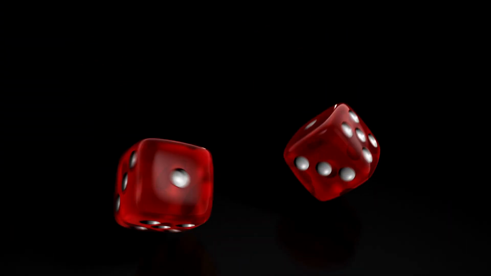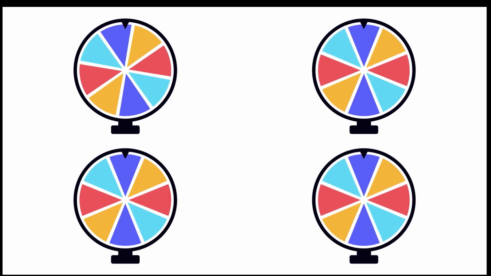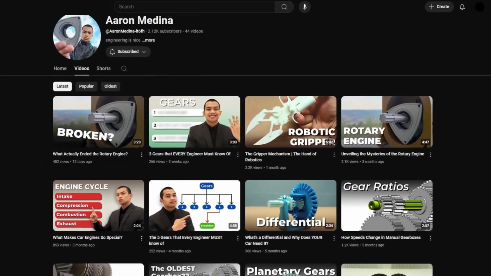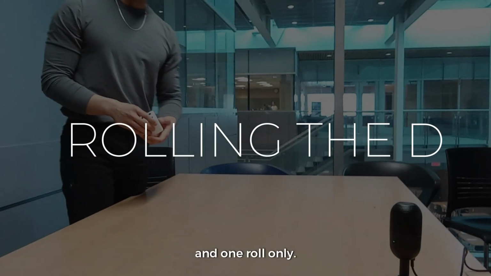I'm going to be rolling this dice, which is then going to determine the number of times that I have to spin a wheel, which has a list of all of the mechanisms that I've ever talked about on my channel. Now, whatever mechanisms I randomly end up with is the mechanisms that I have to use for an invention. Without further ado, let's roll this dice. One roll, and one roll only.